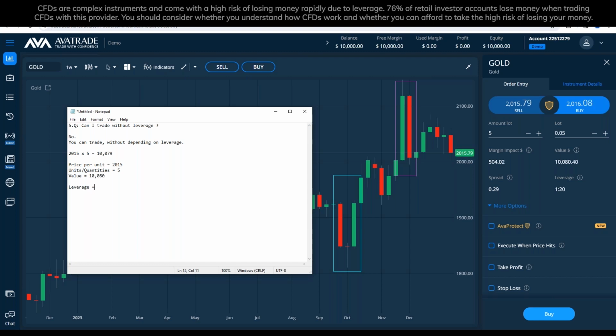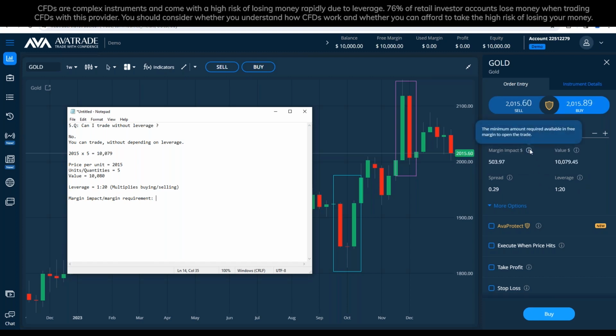Now we have something called leverage. The leverage is 1 to 10. Sorry, the leverage is 1 to 20. What leverage does is it multiplies buying and selling, right? Very simple. And the last thing that we are going to look at is called the margin impact, or margin requirement. And it's based on the leverage.